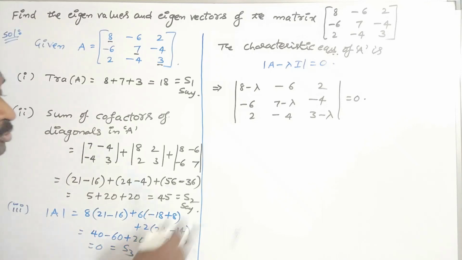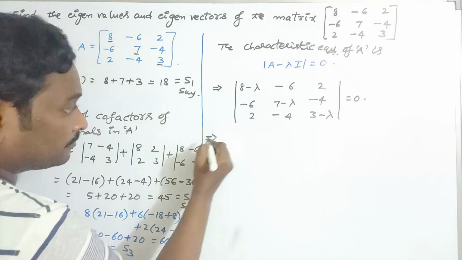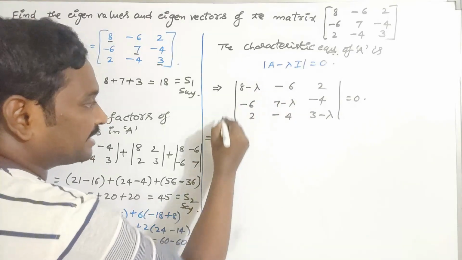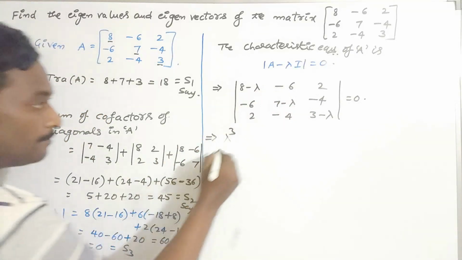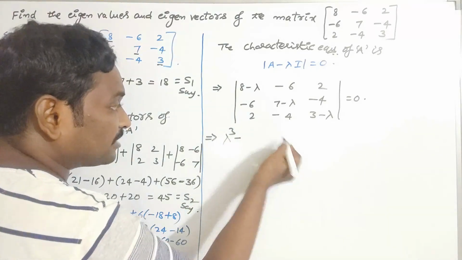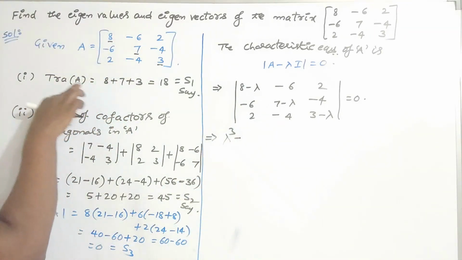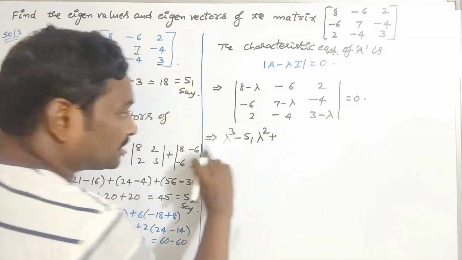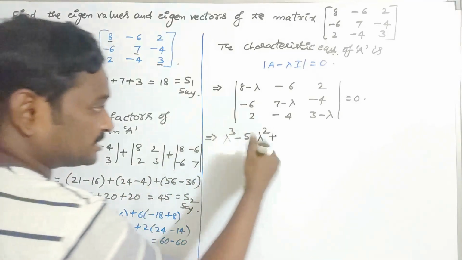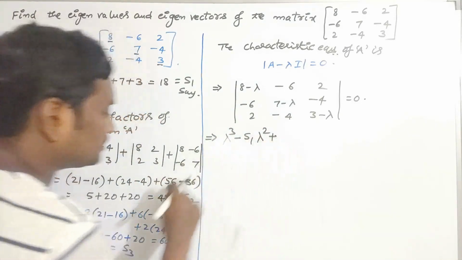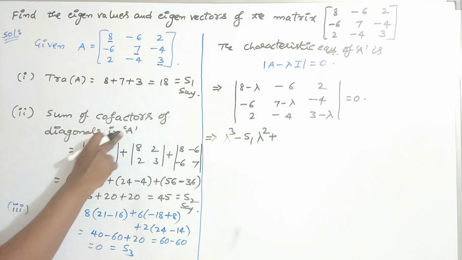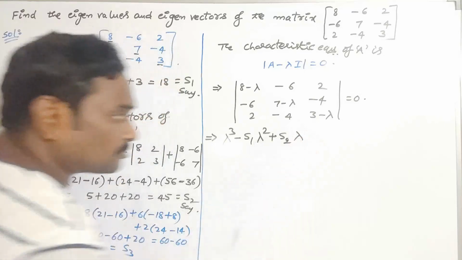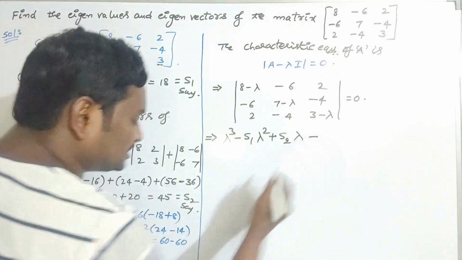So what is the shortcut to get determinant of this matrix? Whenever diagonals are subtracted with lambda, you can take characteristic equation as lambda cube minus the next term, lambda square, whose coefficient is trace of A. I am denoting the trace of A with S1. So the formula is S1 lambda square plus, alternately you will get positive and negative. Next term is lambda whose coefficient is sum of cofactors of diagonals in A which is represented by S2. You can write this formula in our exams, no problem. Minus det A. What is det A? S3.